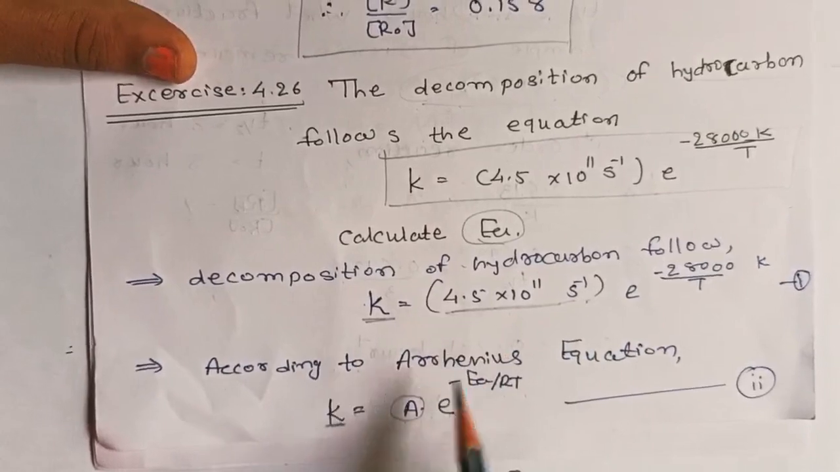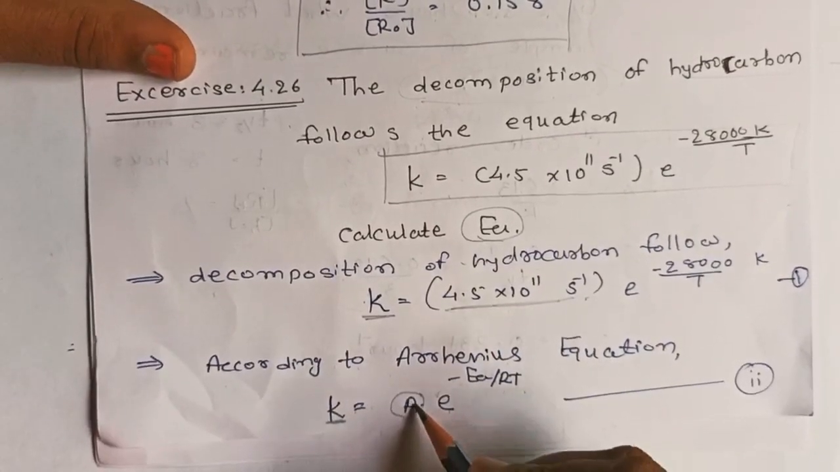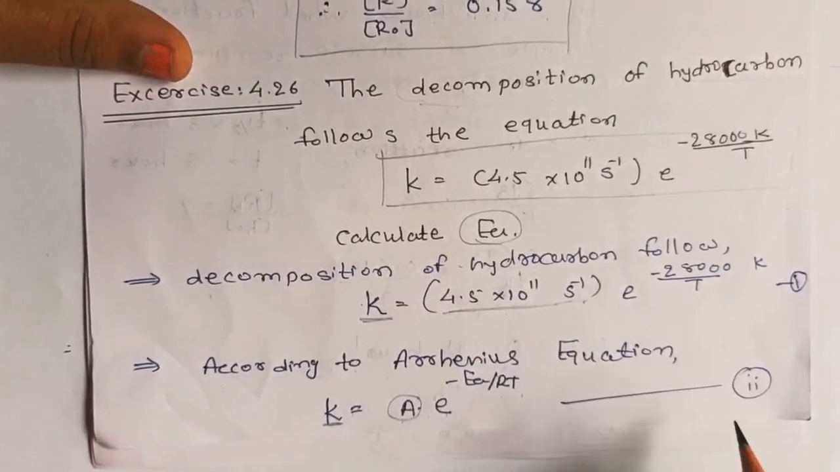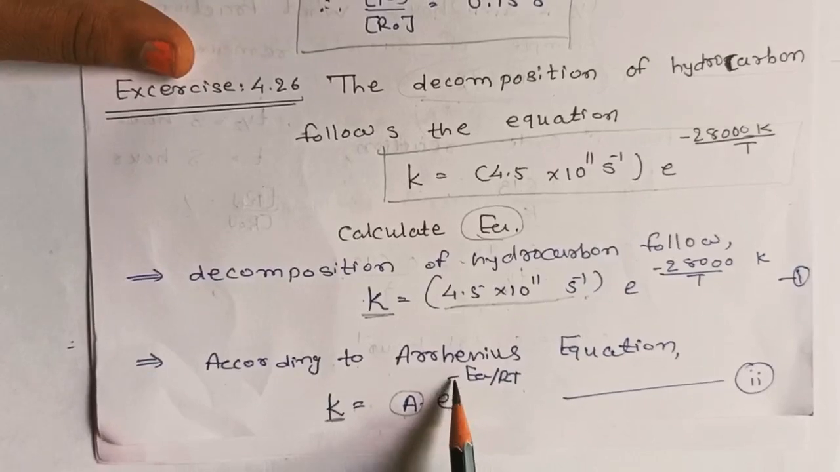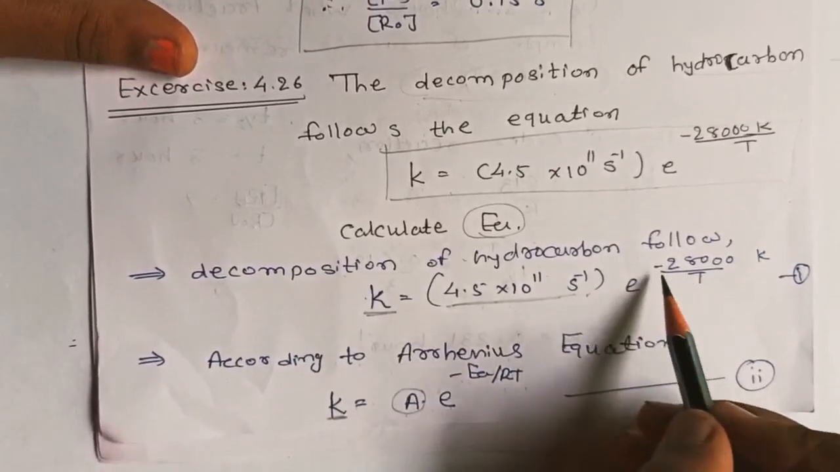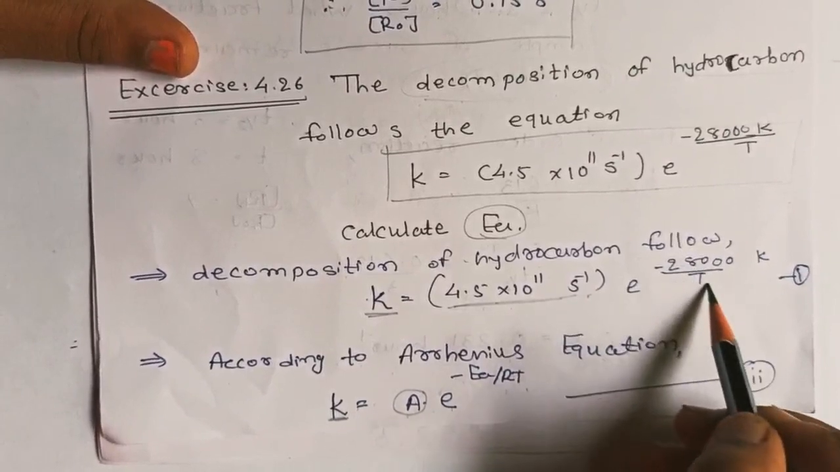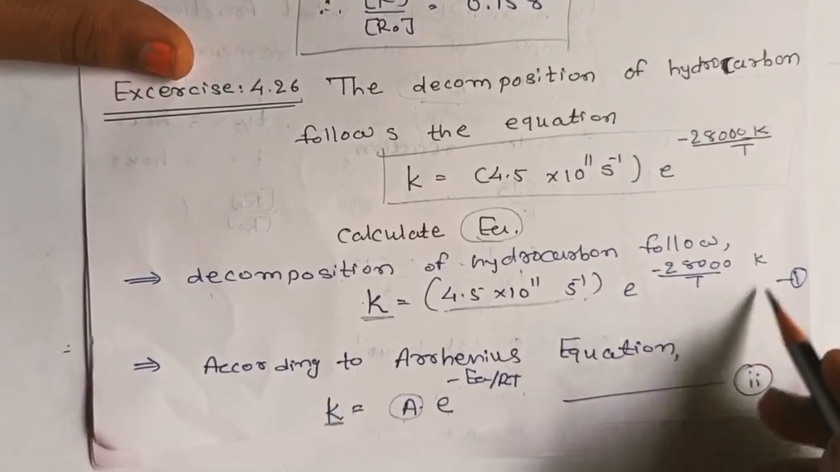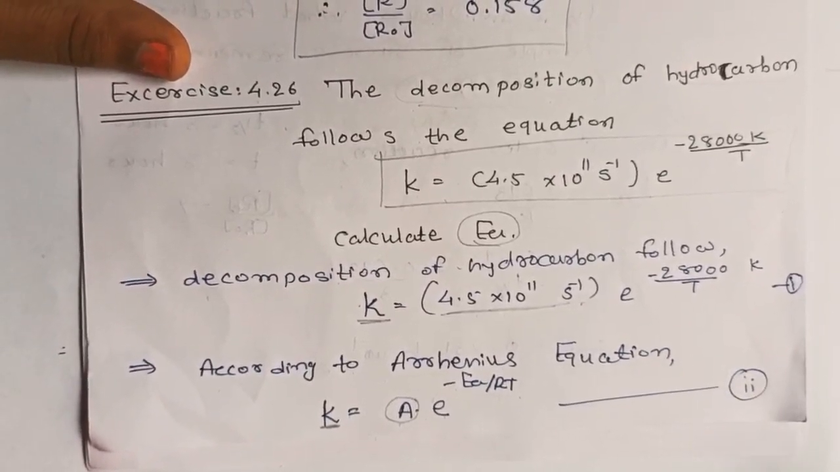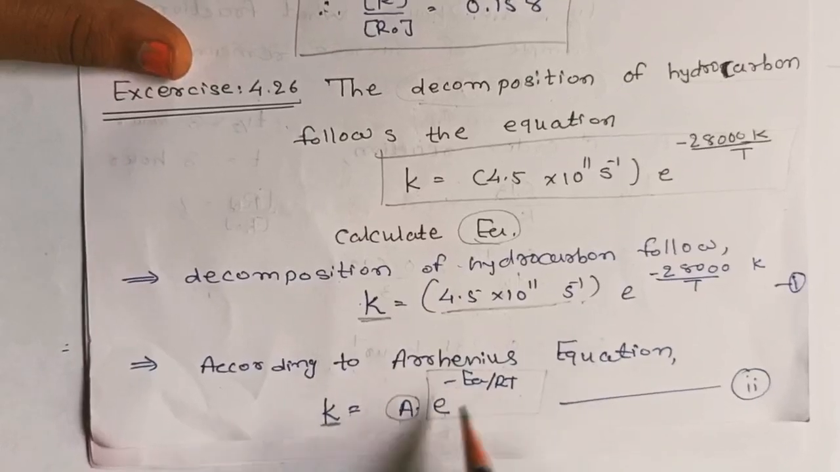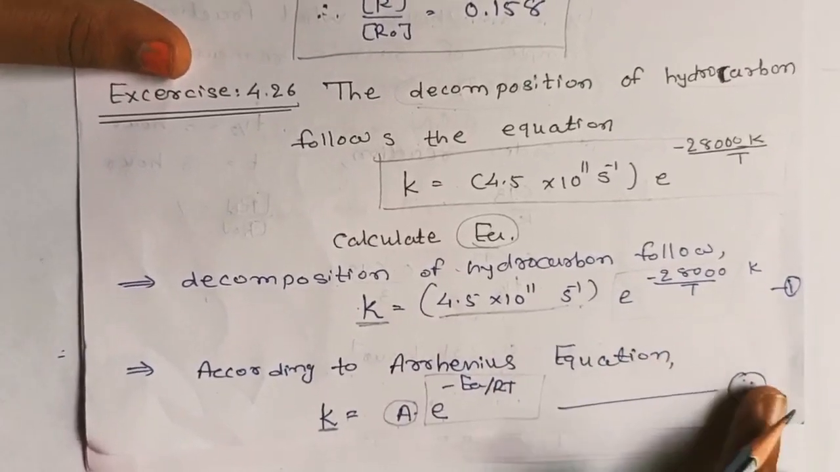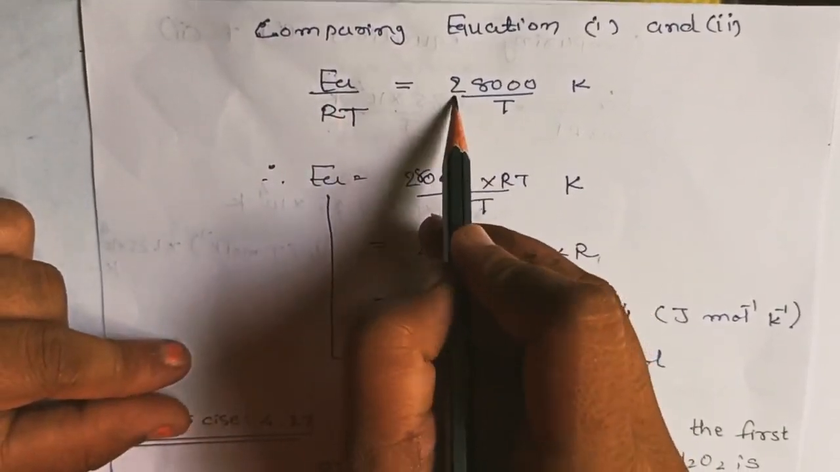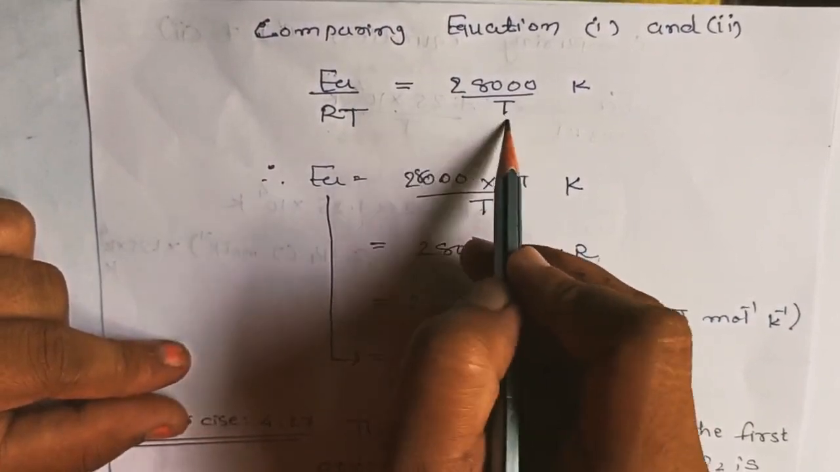So we can say that the value of A for this equation is 4.5 into 10 to the power 11, right? Now e having power minus EA by RT, and here e having power minus 18,000 divided by T into Kelvin, right? So give this equation number 2. If we compare both equations, we can compare only that term, right? So we will get EA by RT equal to 28,000 by T into Kelvin, right?